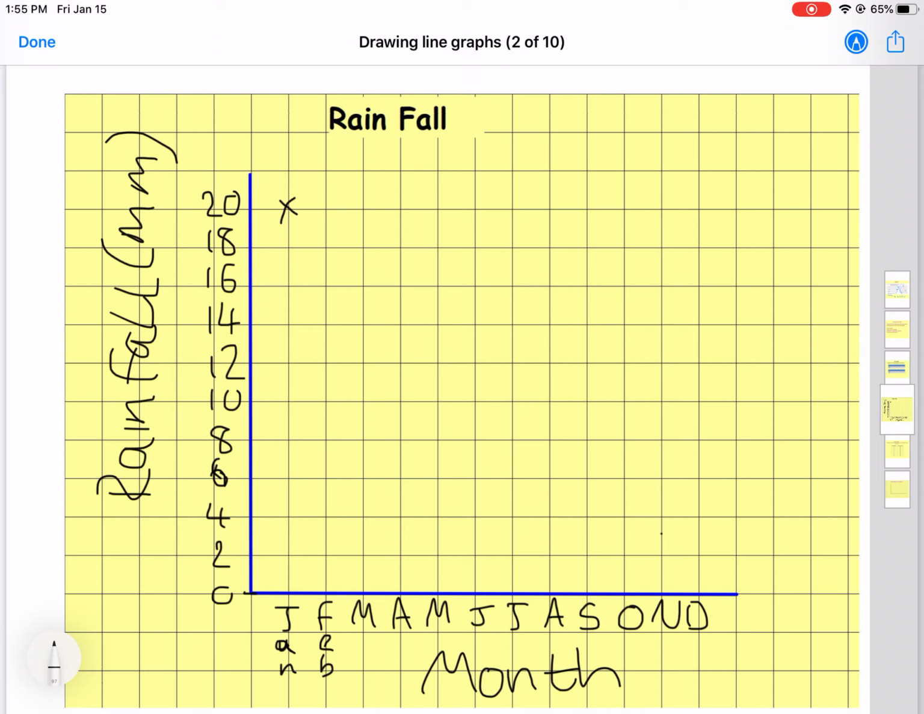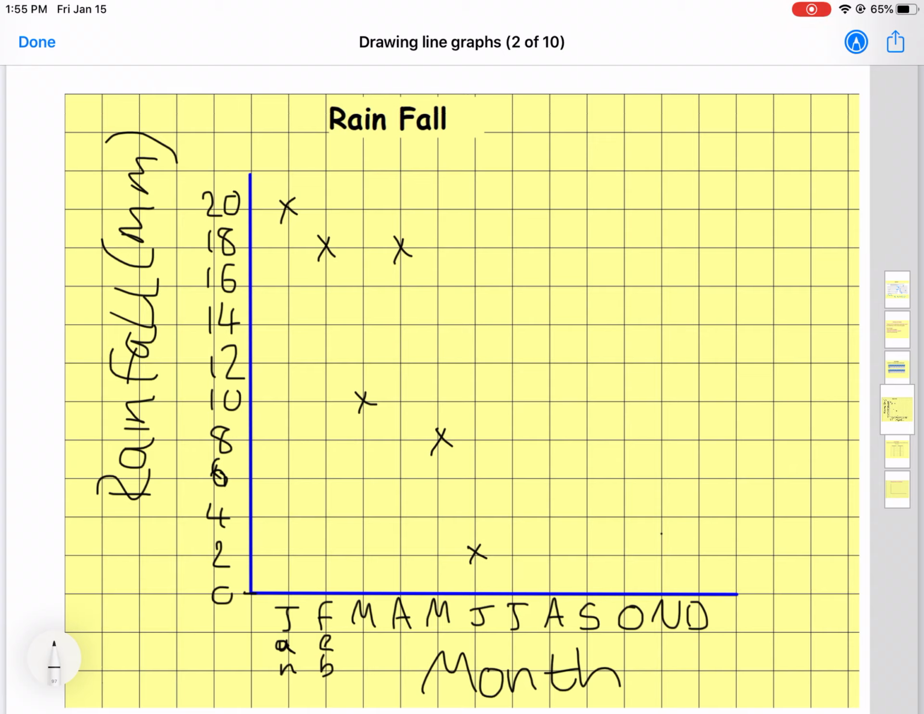So a little cross can go on that bit. February was 18. March was 10. I'll just plot the rest of these. April would be 18. So we can maybe think of some reasons why that might be. May is 8. June is 2.